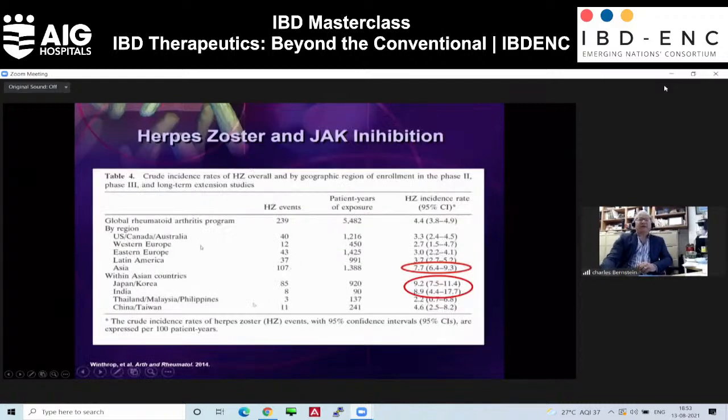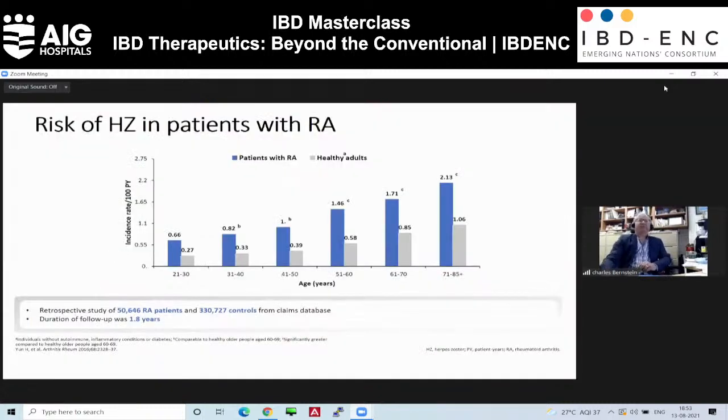Again, another data set in rheumatoid arthritis showing, in fact, that the greatest risk for zoster was in Japan, Korea, and India, with a 9-fold risk compared to other risks that are closer to 3-fold in the West. So I thought that that would be interesting. And there's obviously more data from rheumatoid arthritis where they've had these drugs available longer than we have in IBD.